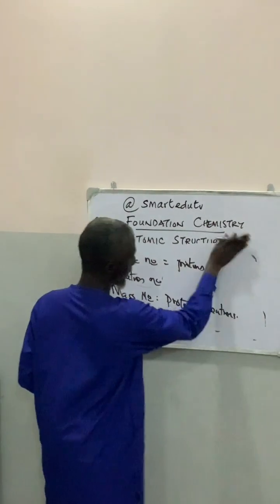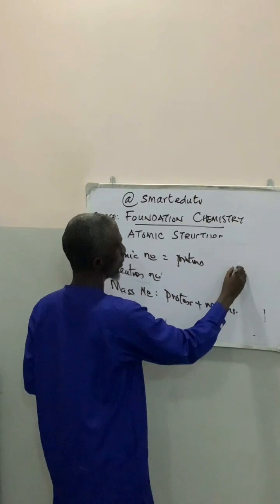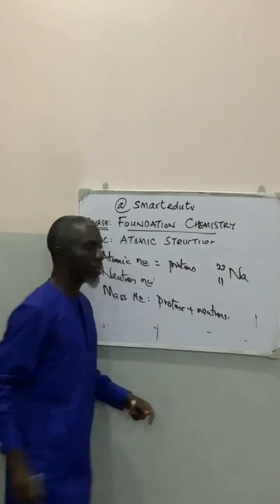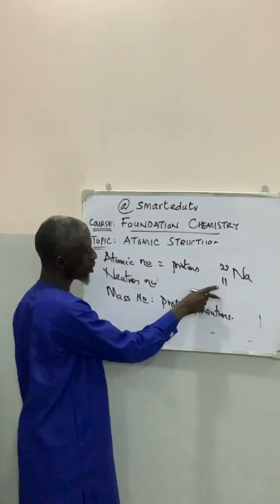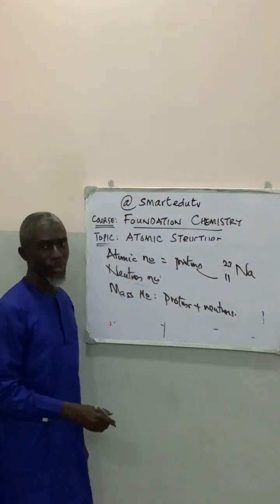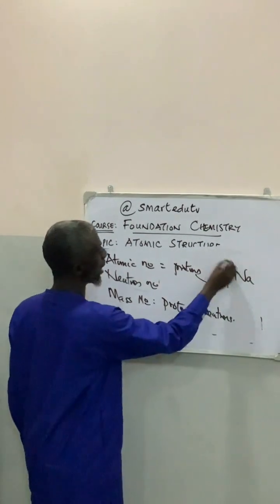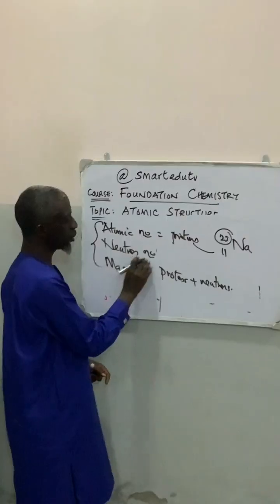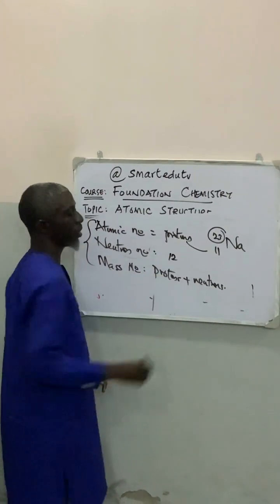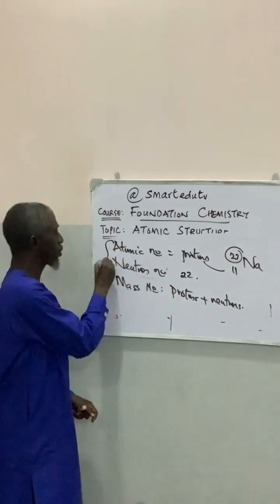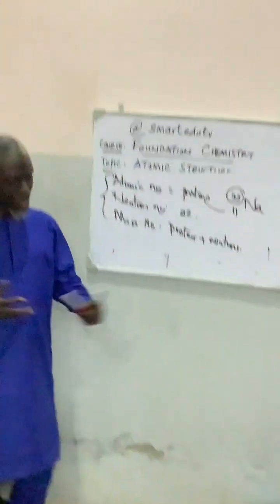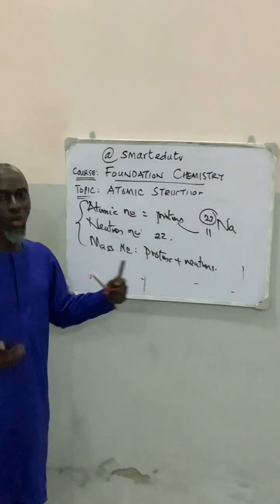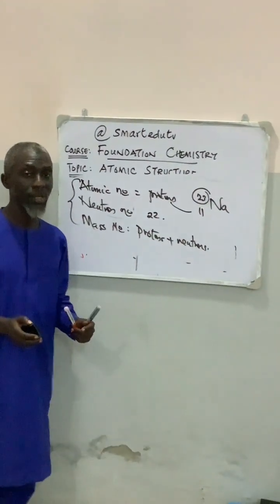So, for example, if we have sodium, in this case, the sodium atom has 11 protons. The mass number is 23, and the neutron number is 12. An atom has these properties. Let's now compare different atoms and be able to see whether all the time we compare atoms of the same elements.